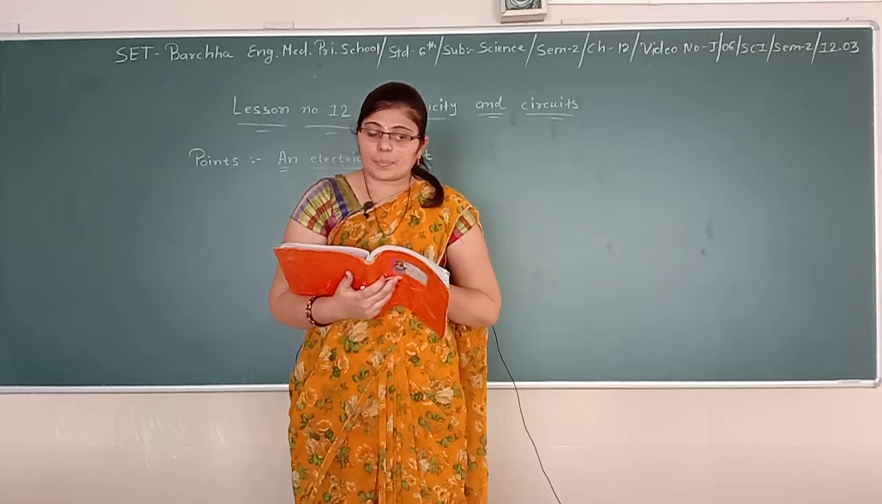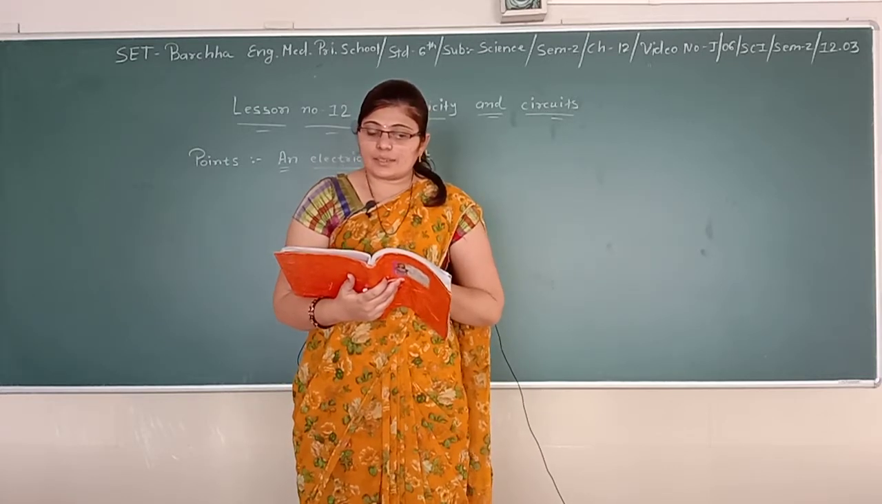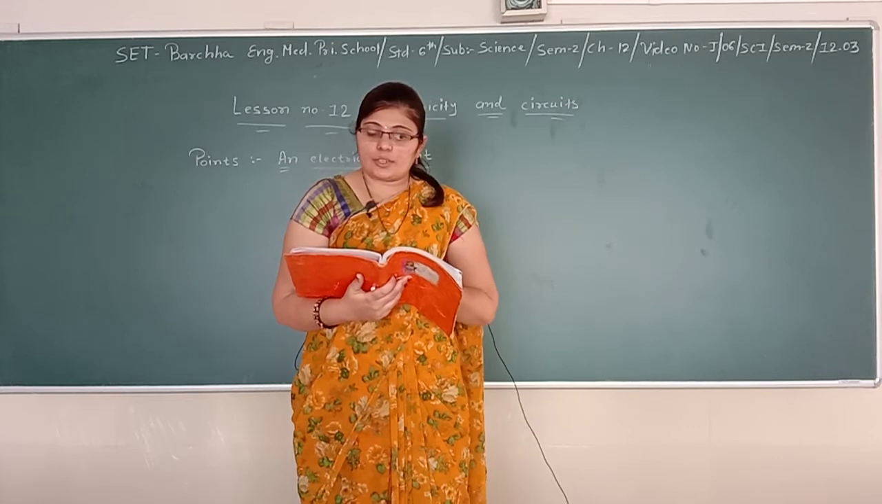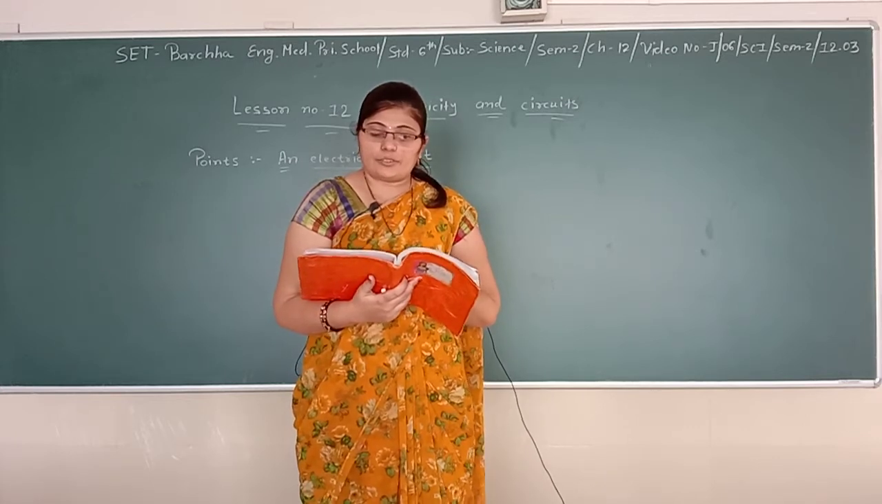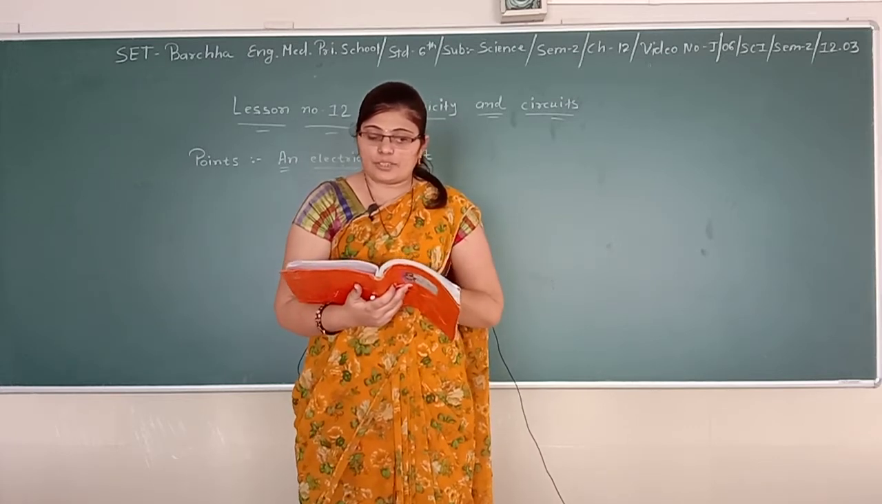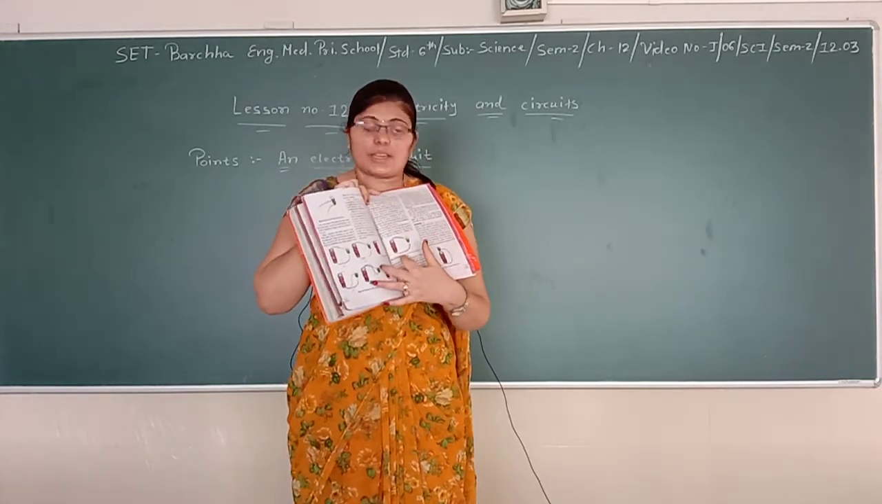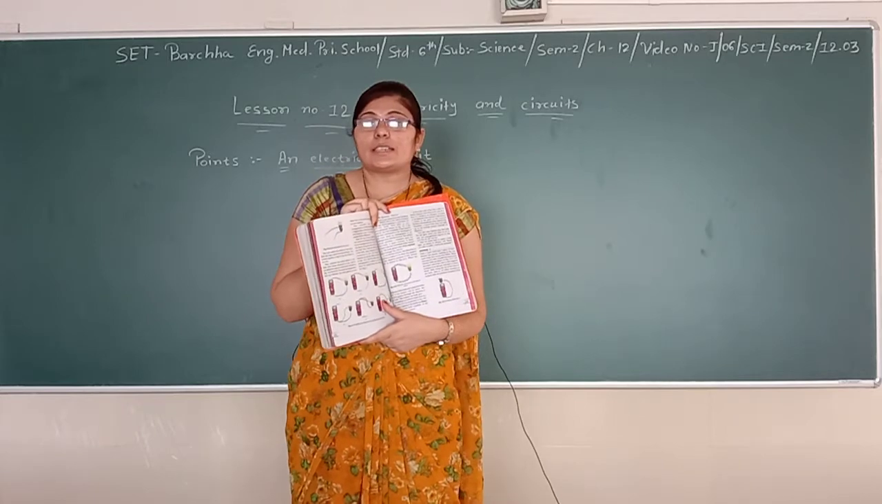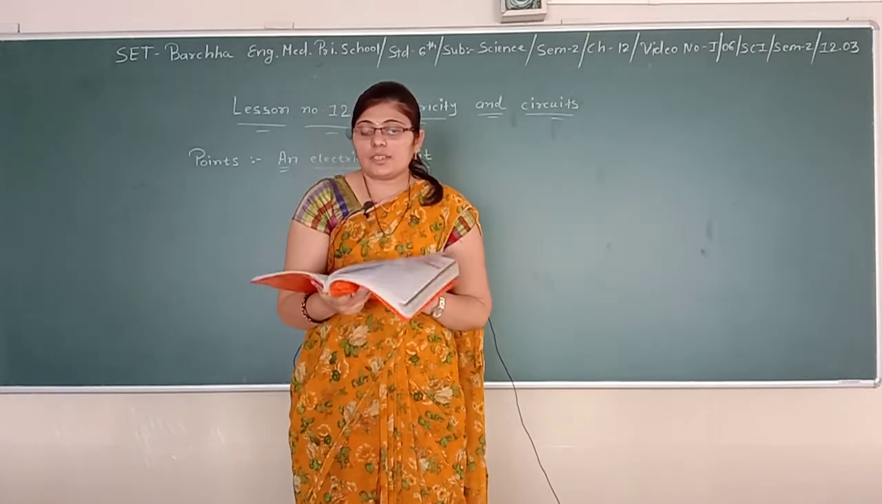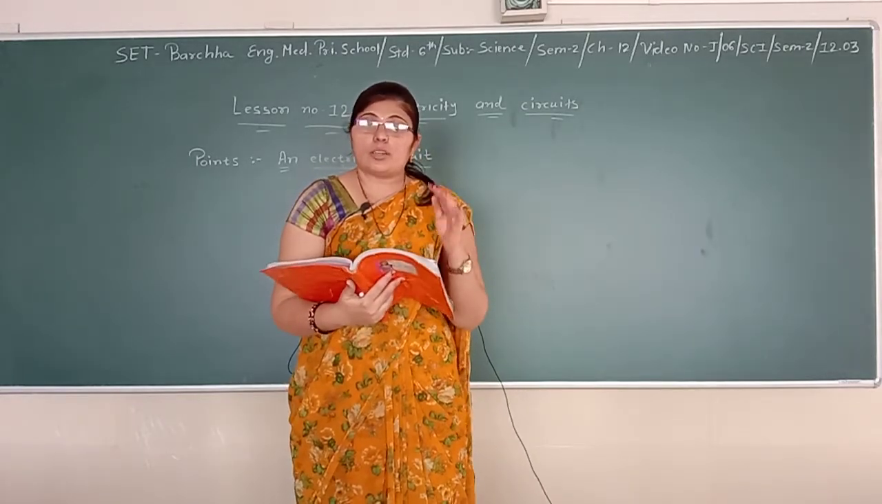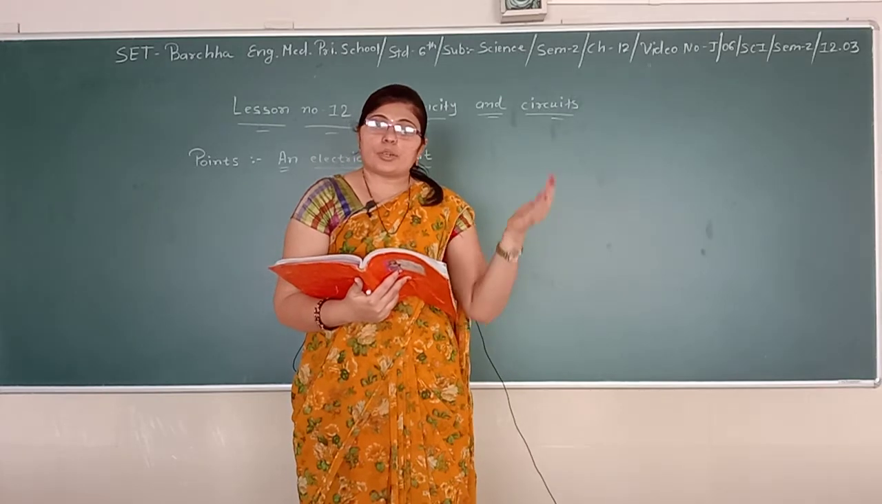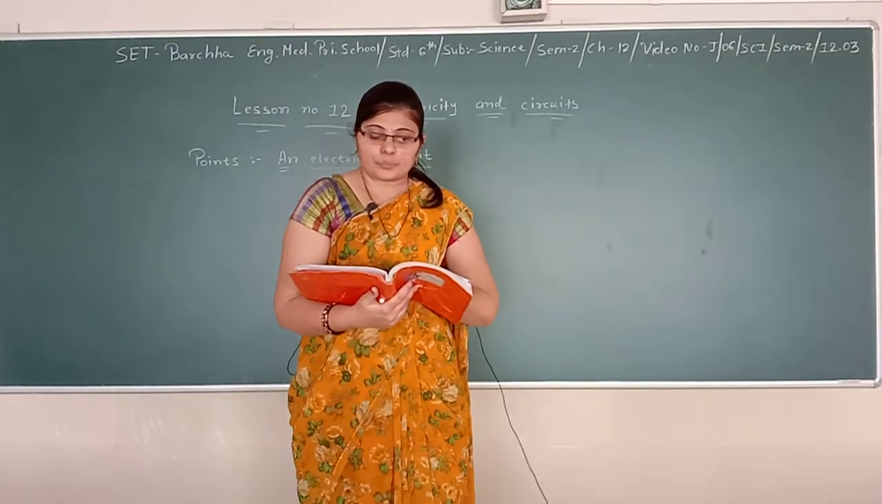In an electric circuit, the direction of current is taken to be from the positive to the negative terminal of the electric cell, as shown in figure 12.6. See guys, from the positive terminal to the negative terminal, the electricity gets passed. So this is an important thing: the electric current passes from the positive terminal to the negative terminal.